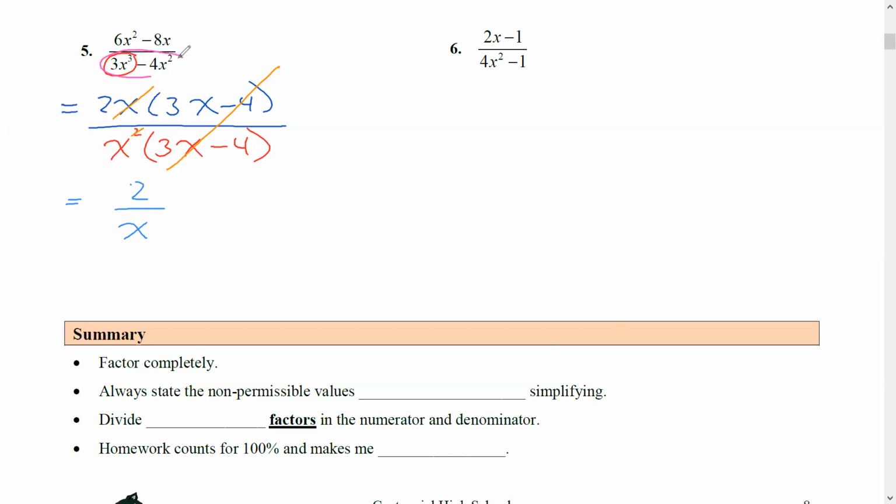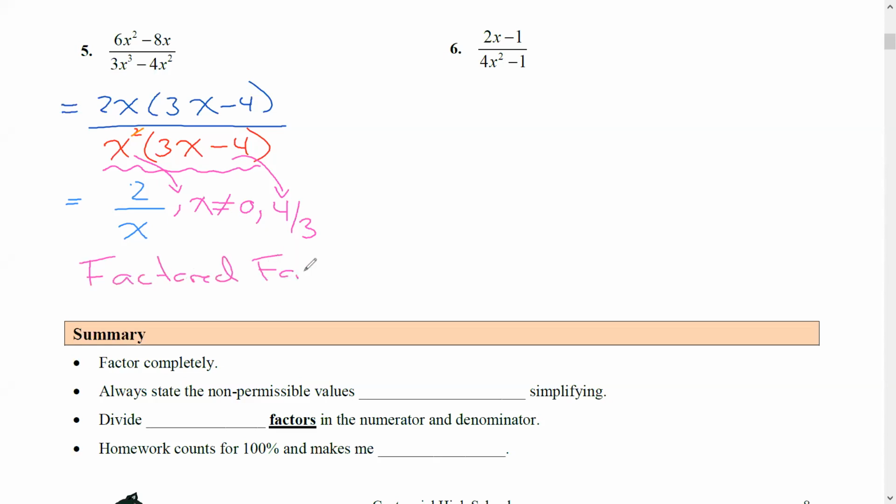Now, our non-permissible values. I'm not actually going to go back to here because it's going to be really difficult to figure out my non-permissible values from there. Where I'm actually going to take a peek is at my factored form right here. Because what I can see from here is x can't equal 0. And what I can see from here is x can't equal 4/3. So when I'm looking to find my non-permissible values, it's really handy to look at the factored form for NPVs. And I want you to start building some intuition that when you start seeing binomials dividing all over the place, you've got to know you're doing that right.